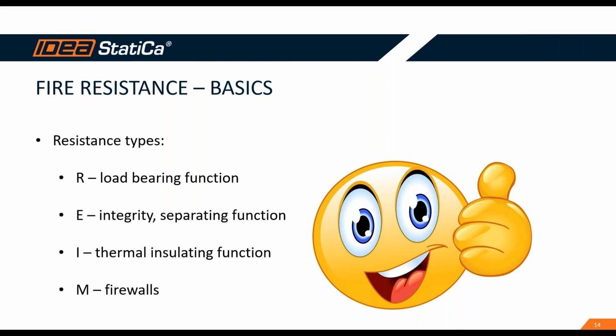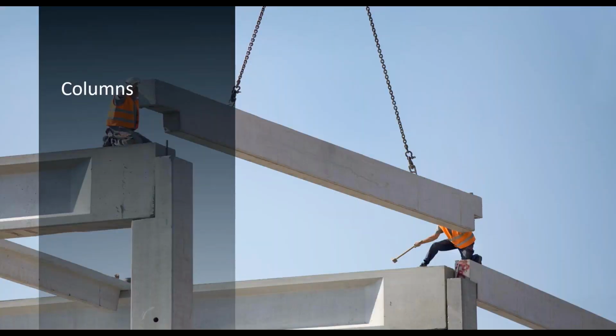This is again something to consider for walls and slabs. And M is a special type of resistance. It is only for firewalls. So let's go through the basic structural member types that we can code check with the tabulated data method, which are the columns, beams, slabs, and walls.